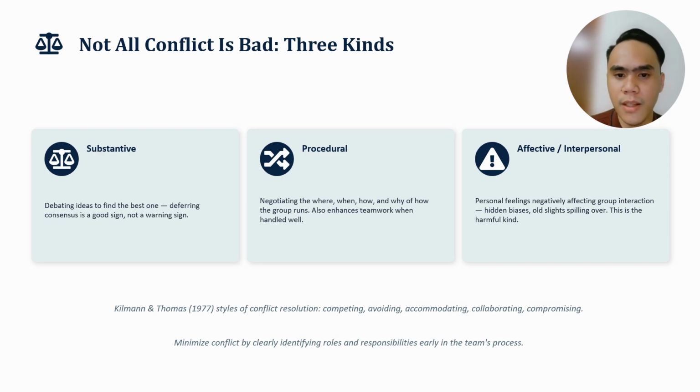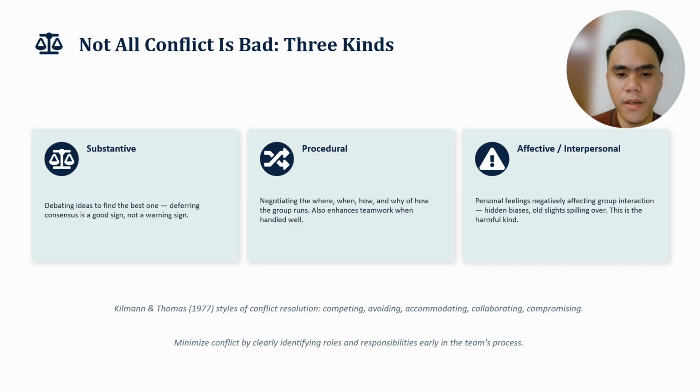The third kind is affective or interpersonal conflict. It is the one that is actually harmful, and this topic defines it precisely, quoting Burnett 2005: it results when team members allow personal feelings to negatively affect group interaction. Concretely, this shows up as hidden biases surfacing, normally inconsequential behaviors suddenly becoming irritants or slights, and unresolved issues spilling over into the team's interactions.